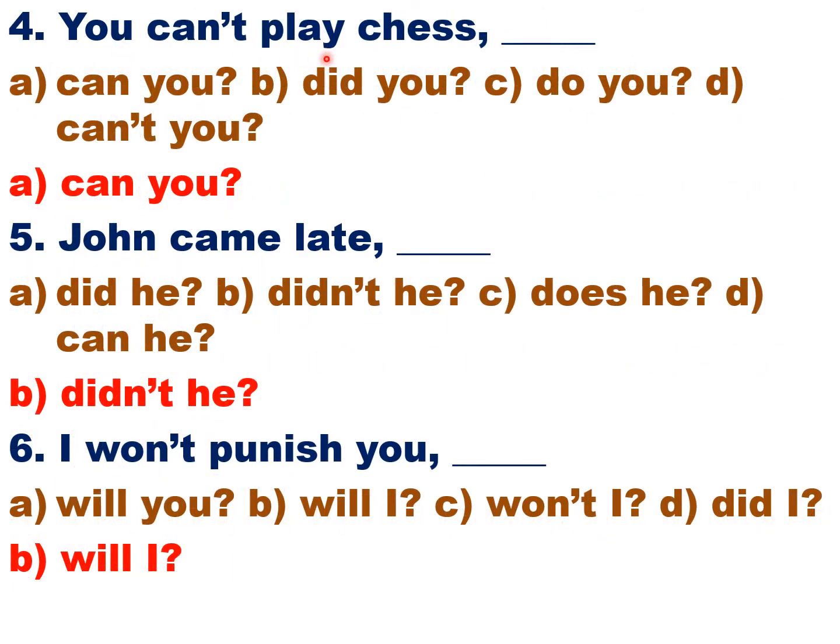You can't play chess. Negative statement. Auxiliary verb can. So, can you? Positive tag. John came late. Positive statement. No auxiliary verb. Main verb came. Past tense. So, did. Negative tag. Didn't he. Instead of John, pronoun he is used here. Didn't he. I won't punish you. Negative statement. Won't. So, will must be the answer. Will I.